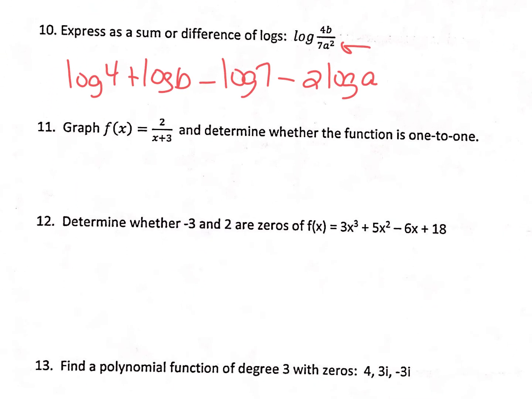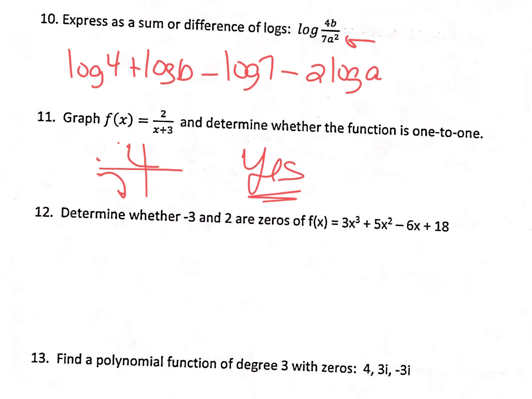Number 11 says graph and determine whether the function is 1 to 1. You need to punch this one in your calculator into y equals. When you do that, you're going to get a picture. I think it's kind of like this and this. That's what you're going to see. Now, the question is, does it pass the horizontal line test? The answer is yes, which means it is 1 to 1. So yes, it's definitely 1 to 1.